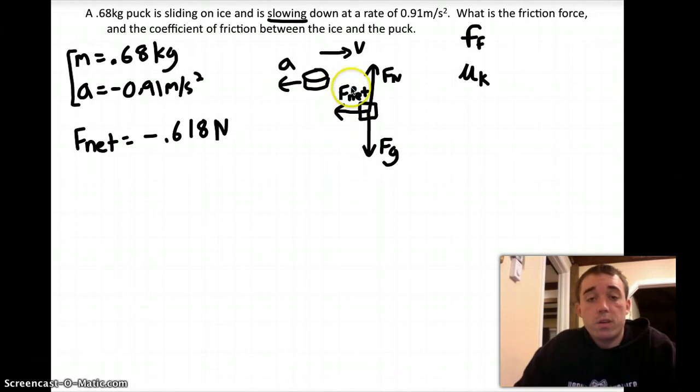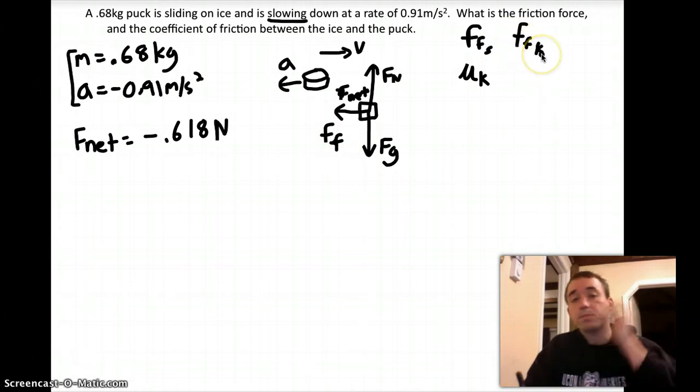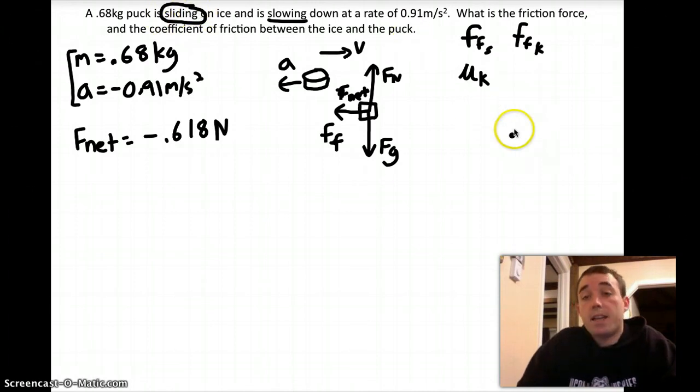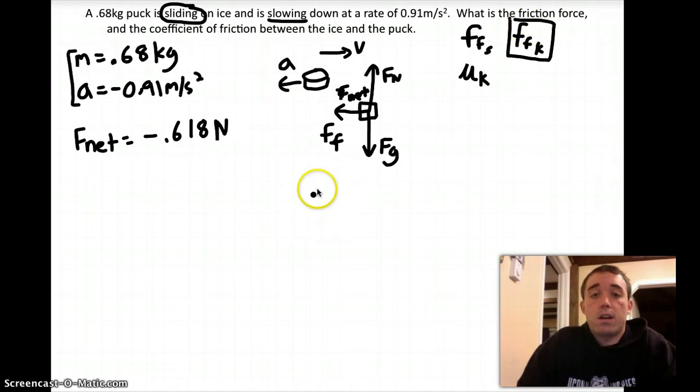And since there's only one force trying to slow this thing down, because the problem doesn't say anything about an applied force, this net force is really a friction force. But what friction force? Is it F_fs or is it F_fk? Well, the key thing that it says in this problem is right there. Sliding. Sliding tells you that it's moving. Moving tells you that it is our kinetic friction force that we have to deal with.